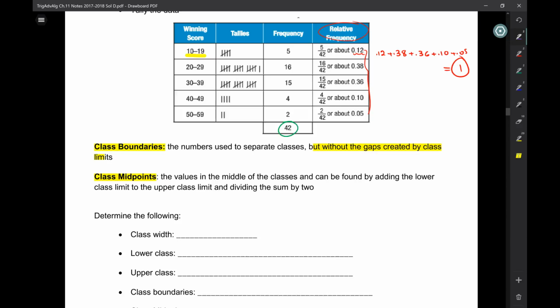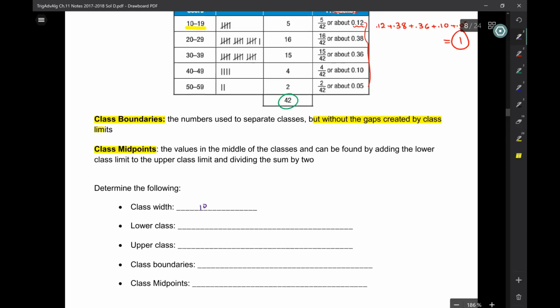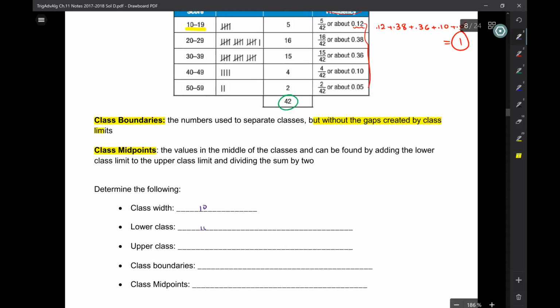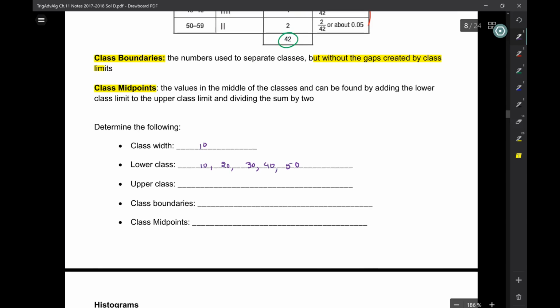One more. 10. All right. Okay, the lower class limits are the lower numbers of each category. So 10, 20, 30, 40, 50, and then the upper limits are 19, 29, 39, 49, 59.